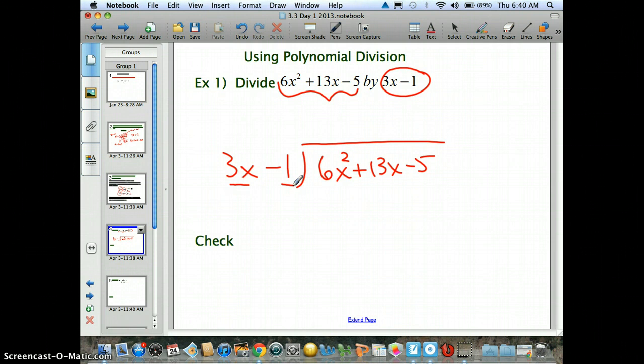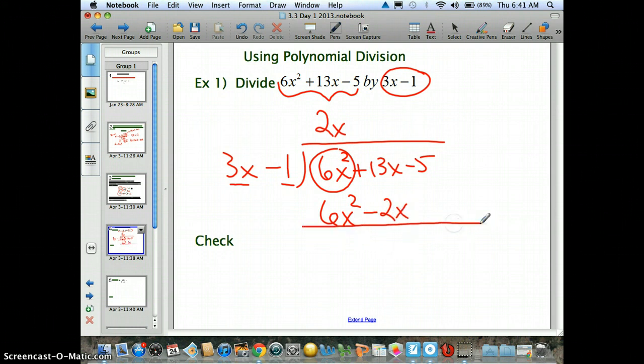Now, you're still looking for something that you can multiply 3x by to give you this value here of 6x squared. Okay? And notice that's 2x. So we put our 2x up here in the first slot of our quotient, and then we take 2x times 3x to get our 6x squared, right? But then we have to take the 2x times the negative 1. That's negative 2x, so we'll collect it under its like term and write it under the 13x. And then just like in our division algorithm, the next step is to subtract these terms.